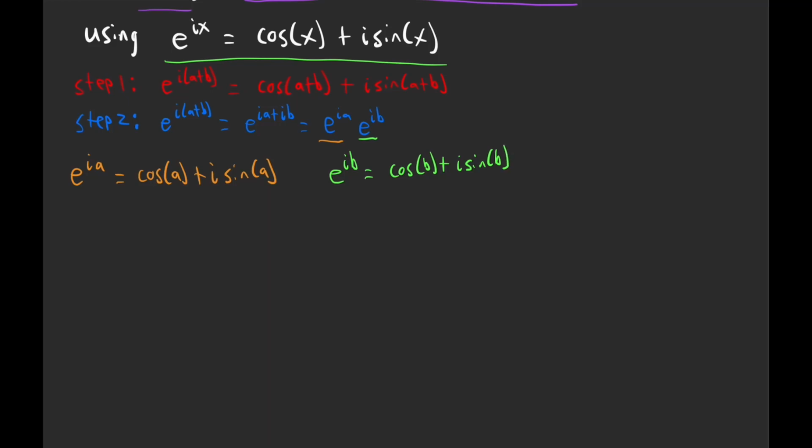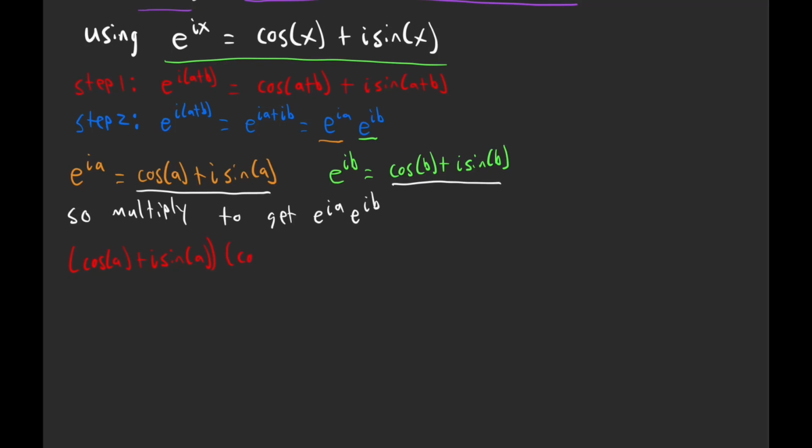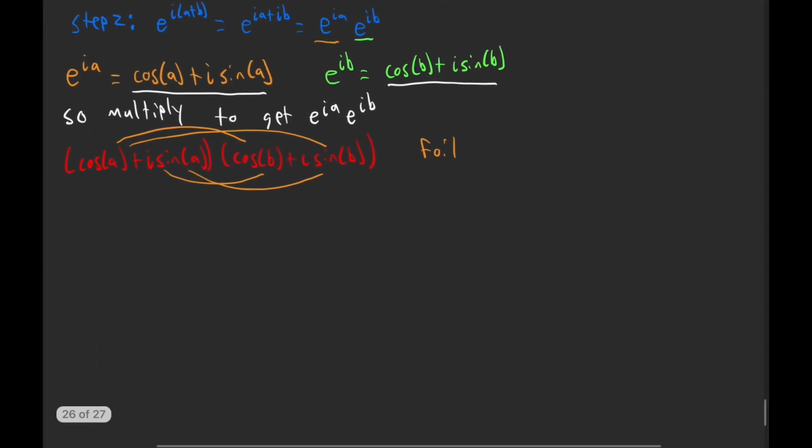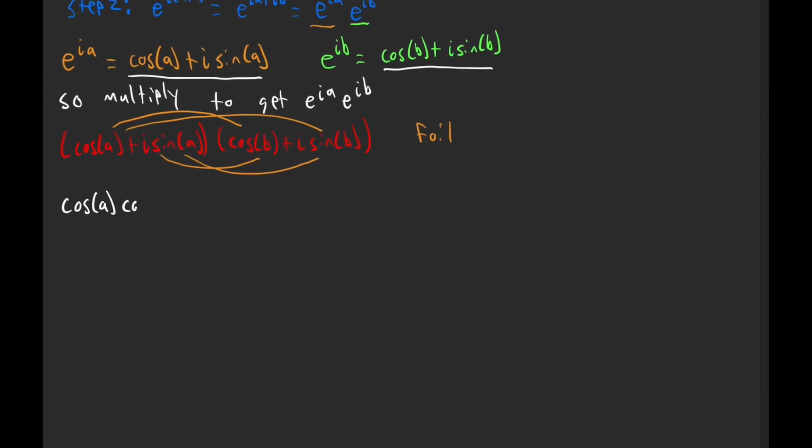Now, to get the equivalent expression, e to the ia times e to the ib, we have to multiply these two expressions, because that would be equal to the multiplication of e to the ia times e to the ib. So we get cosine a plus i sine a, multiplied by cosine b plus i sine b. And what we have to do now is FOIL out these terms. So that looks like cosine a times cosine b, and then cosine a times i sine b, and i sine a times cosine b, and i sine a times i sine b.